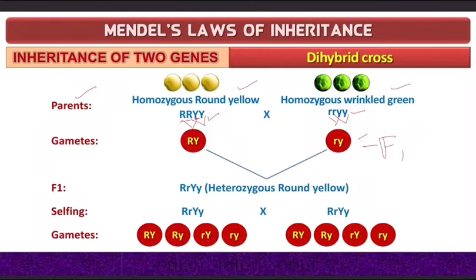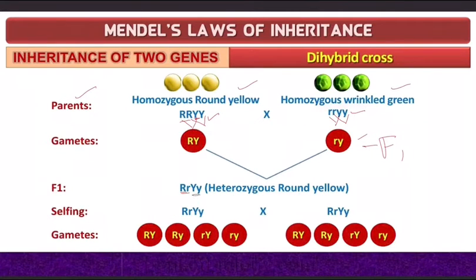Similarly, in this case, small r, small y. That means I can say in this way, capital R, capital Y, small r, small y. Now selfing takes place, and this we call the F1 generation, the first filial generation.